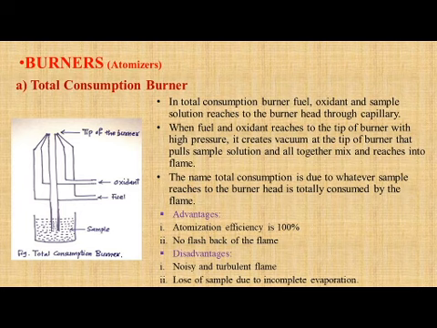When fuel and oxidant reach the tip of the burner at high pressure, it creates a vacuum at the tip that pulls the sample solution, and all together mix and reach the flame. Here all the sample solution is consumed by the burner, so the name is total consumption burner, and the flame temperature is totally decided by the fuel and oxidant.